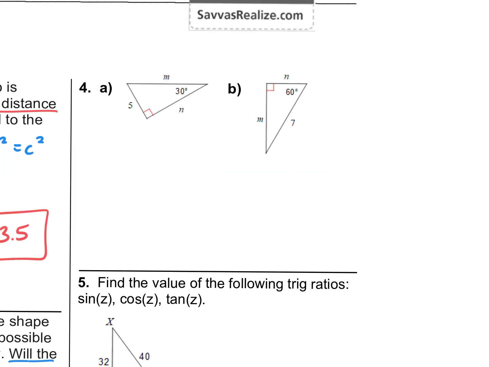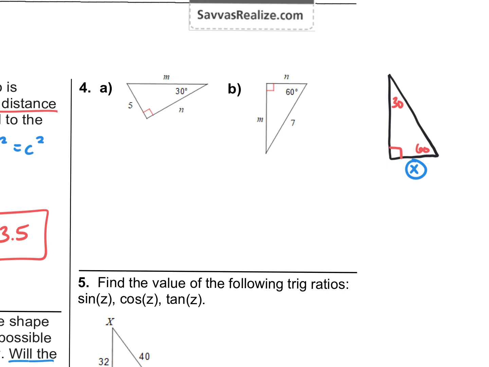Okay, yes, on this one, what should jump out at you is that 30, 60, 90. Okay, so here's the model. What is the most important side on 30, 60, 90? Short side is the most important. That's the one you always want to find first.